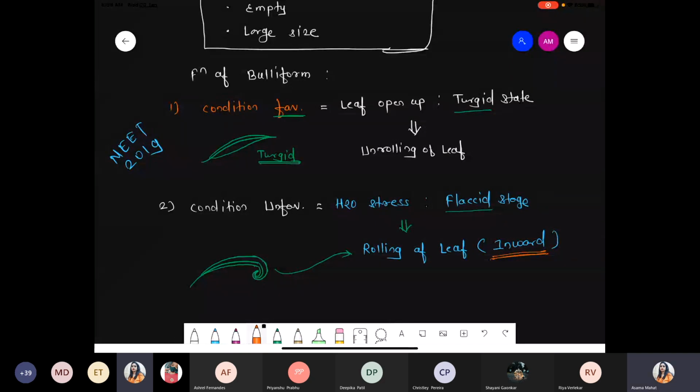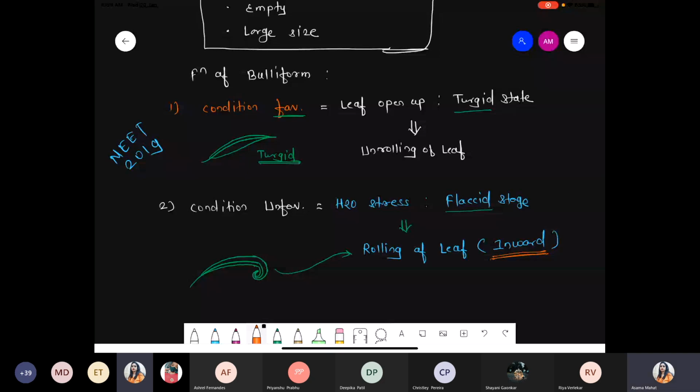Okay, fine. Typo. Did I say pollution somewhere? Oh, typing mistake. Okay, Suhas. Done. Any doubt from the rolling? Any doubt from the bulliform cells? Just see.